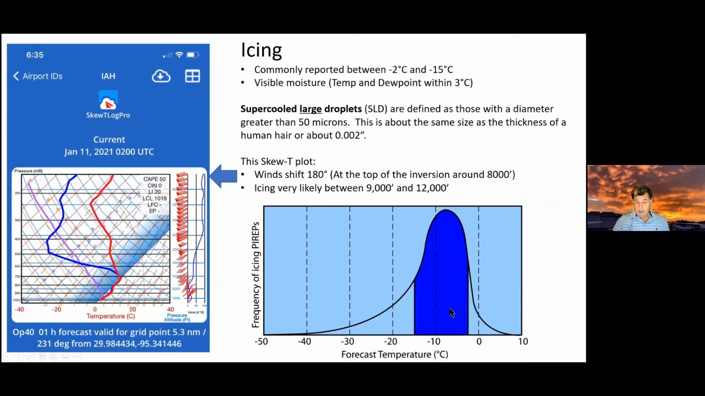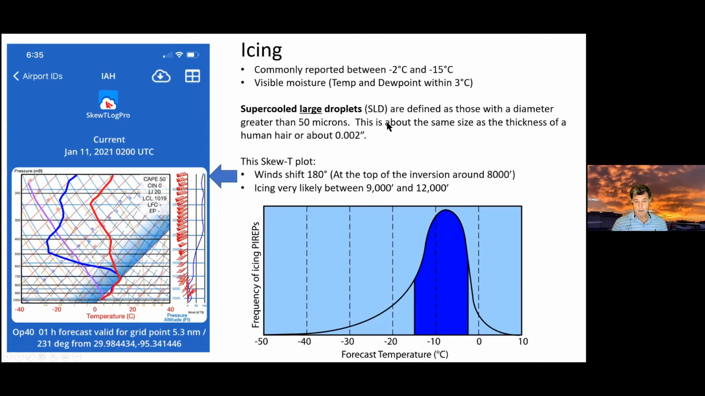And speaking of icing, when we're talking about pilot reports, typically, if we look at the frequency of icing on pilot reports versus the forecast temperature, we get most of our pilot reports for icing between -2 and -15 degrees C. So if you've got visible moisture and you think you're going to be flying at an altitude that's going to put you between -2 and -15 degrees C, that's not a good day for you. Let's not do that.